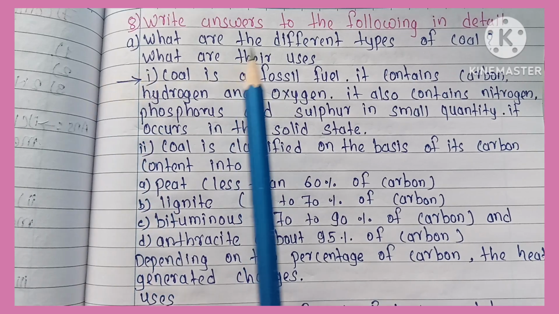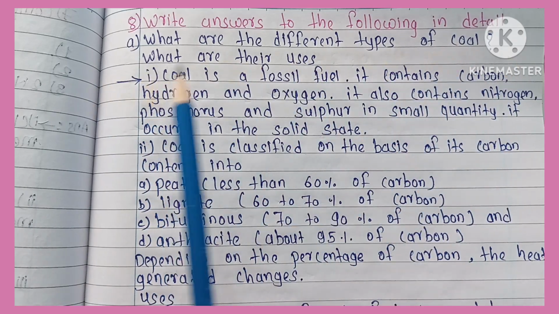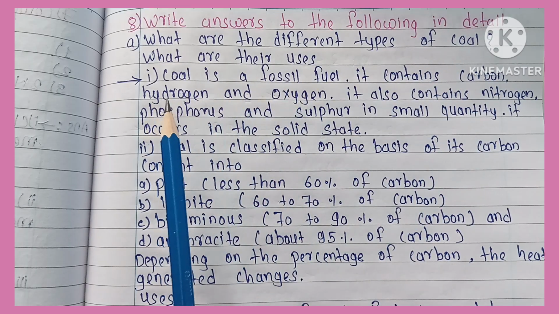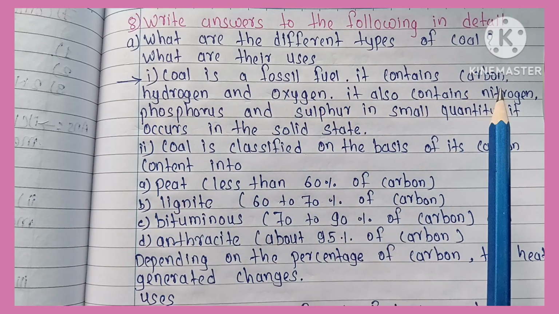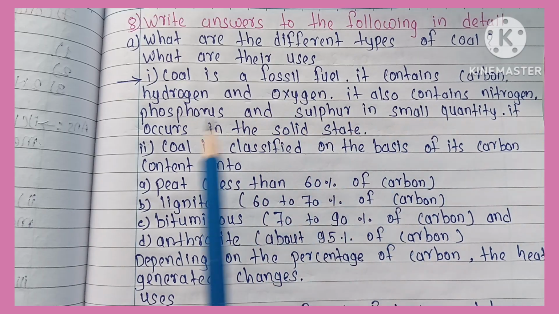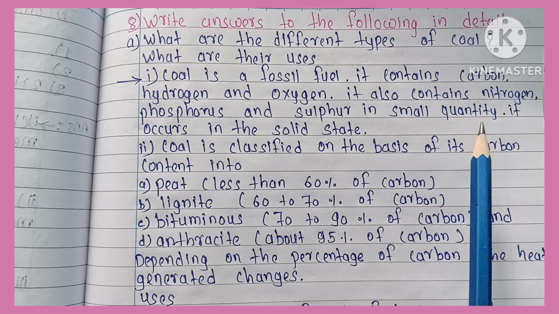Eighth question. Write answer to the following in detail. First, what are the different types of coal? What are their uses? Answer. Coal is a fossil fuel. It contains carbon, hydrogen and oxygen. It also contains nitrogen, phosphorus and sulfur in small quantity.